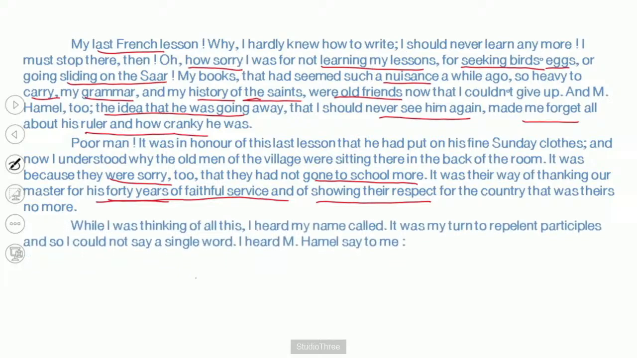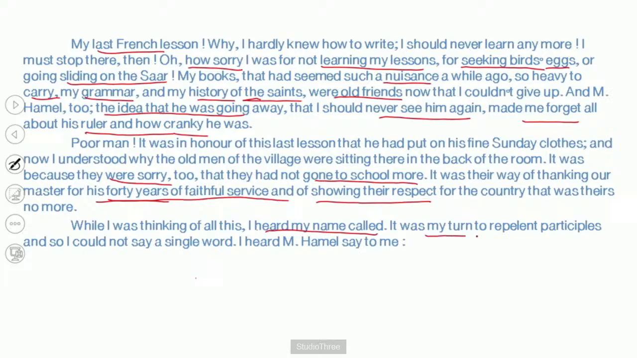Now, while I was thinking of all this, I heard my name called. But even today, he is not leaving. All these hustle and bustle were in his own mind, not on the ground or in the school. He had too many thoughts and ideas in his own mind, and now he noticed that someone is calling, or not someone, but Mr. Hamel is calling, and he called his name, Little Franz.